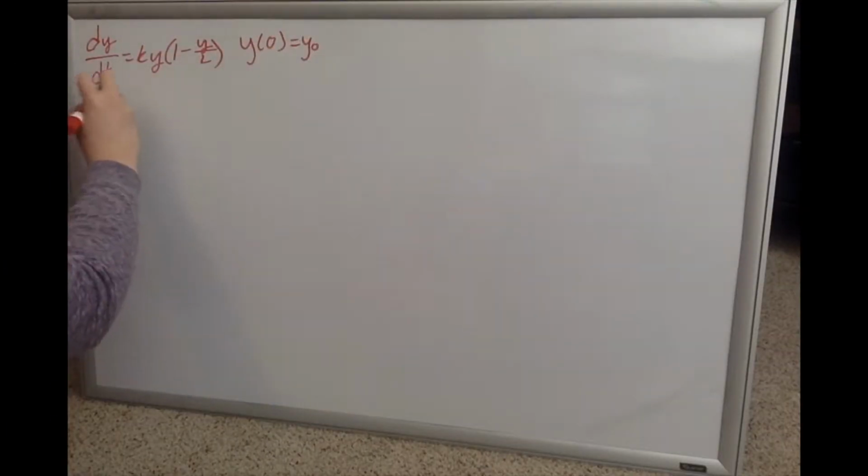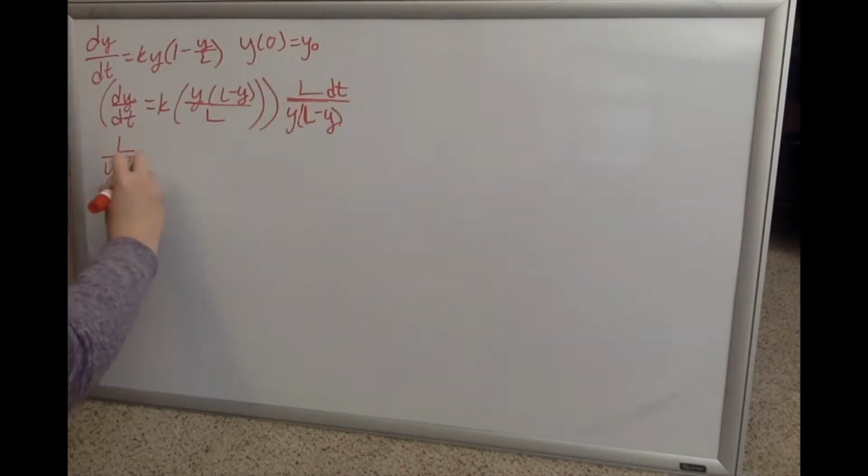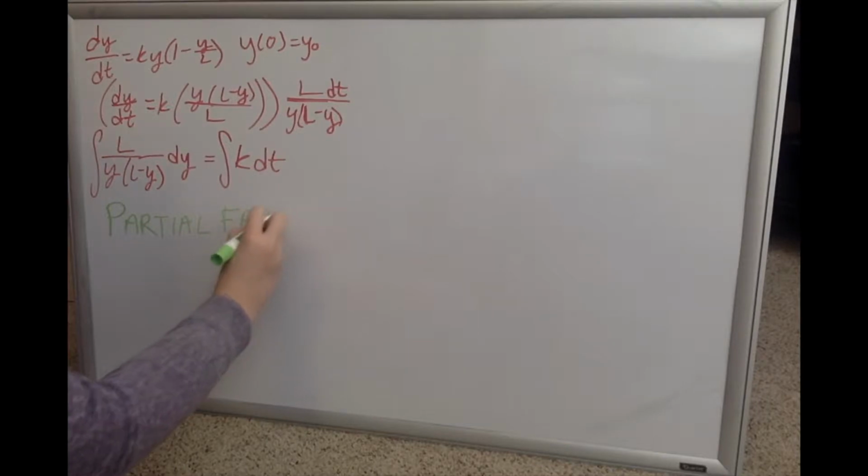So to find the logistic model, we have the differential equation and the initial condition. We need to get k and y on either side of the equal sign. To solve for this, we need to take the integral. Do the integral of the side with dy, you need to use partial fractions.